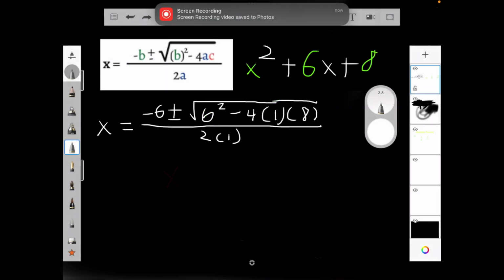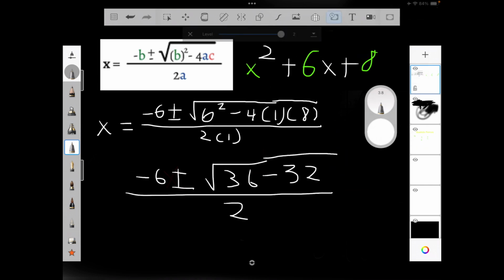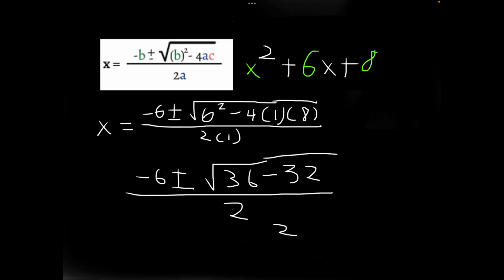So if we wanted to simplify this, it would be negative 6 plus or minus the square root. 6 squared is 36, minus 4 times 1 times 8, that would be negative 32, divided by 2 times 1, which is just 2. 36 minus 32 would be 4, but the square root of that would just be 2, so we'll just put 2 here, plus or minus negative 6 over 2.